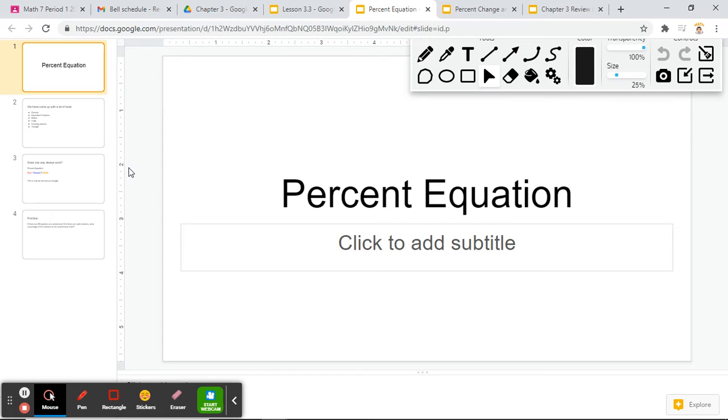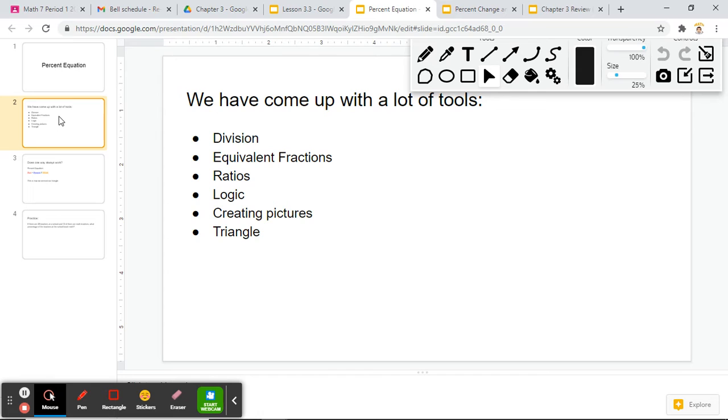Hello everybody. Today in this video right here we're going over our percent equation. So we've come up with a lot of tools so far to find percents of numbers, right? We've gone over division, we've gone over equivalent fractions, we've got some ratios in there. A lot of you just use logic to clearly understand what is happening and what you need to do. We did some drawing pictures in that one ago. Remember our two glasses and our lines really representing what a percent is.